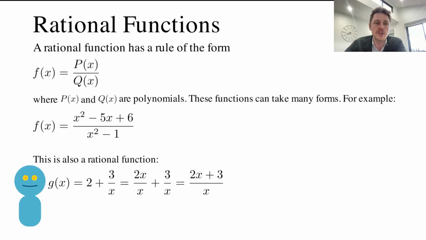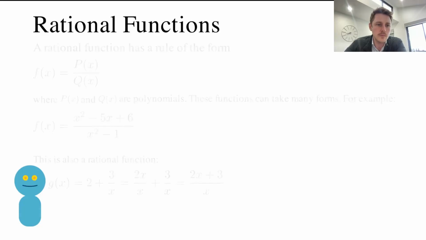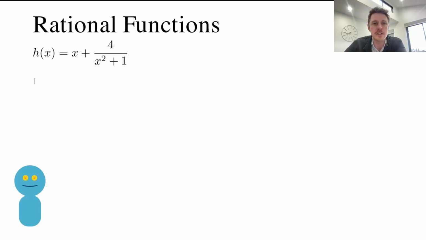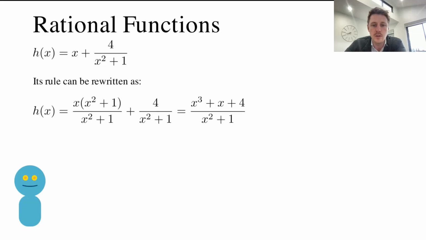So what we'll do is we'll investigate another example of a rational function that might not look like a rational function to begin with. And here it is. If we've got h of x equals x plus 4 on x squared plus 1, if you rearrange this a little bit by the same logic as before, you'll get something like this. Again, that x, you just write it with a common denominator of x squared plus 1, and you'll get this x cubed plus x plus 4.